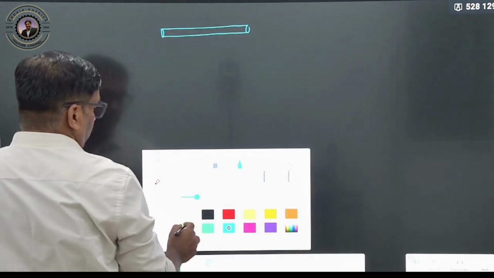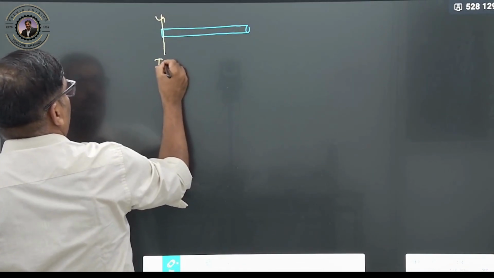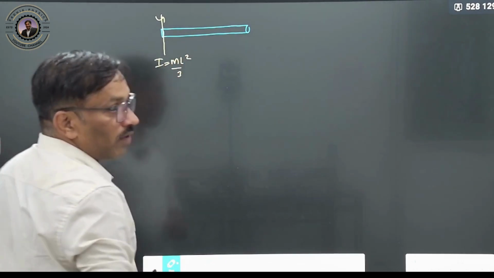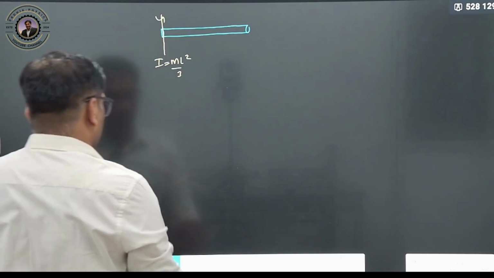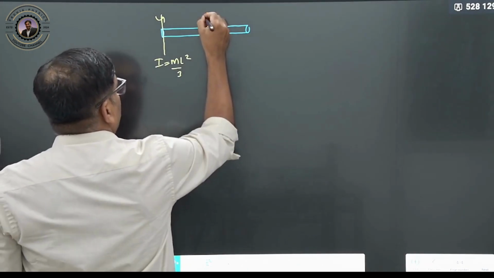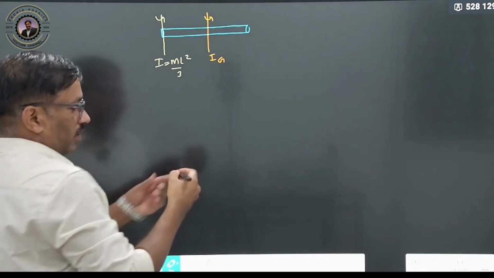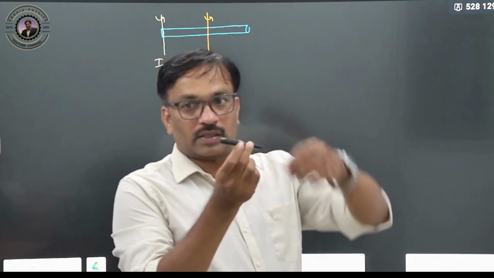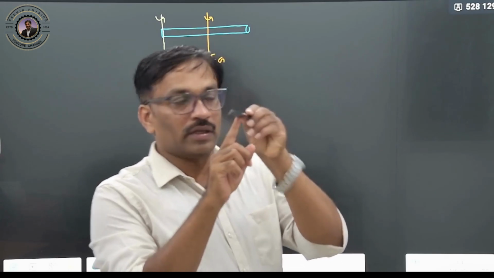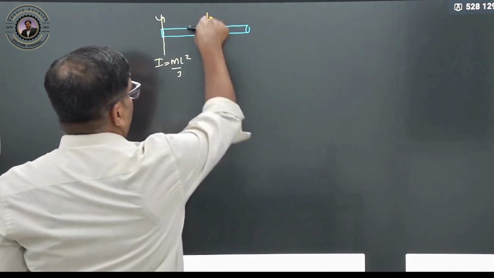Moment of inertia of a uniform rod about an axis passing through one end is I = ml² by 3. Now we want to calculate the moment of inertia about an axis passing through the center, exactly the midpoint. We want to rotate it exactly at the midpoint, so this is our Ig, the axis passing through the center.